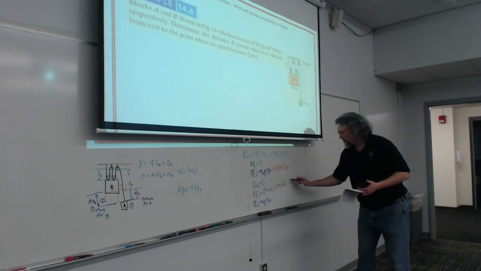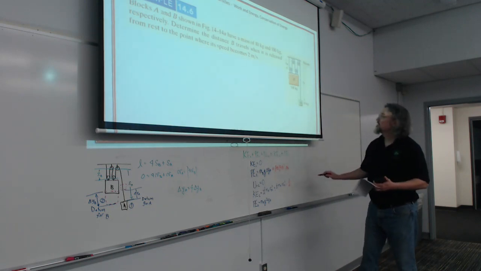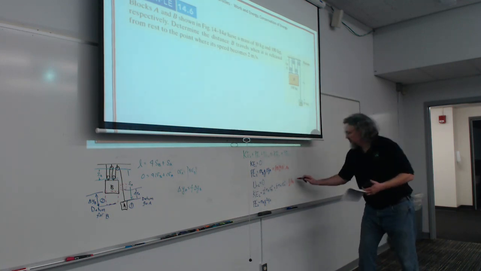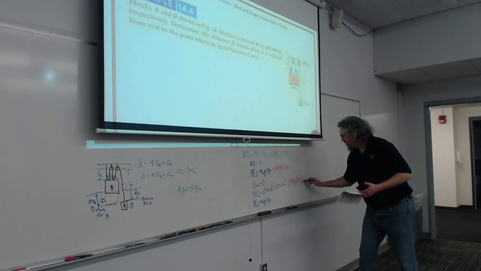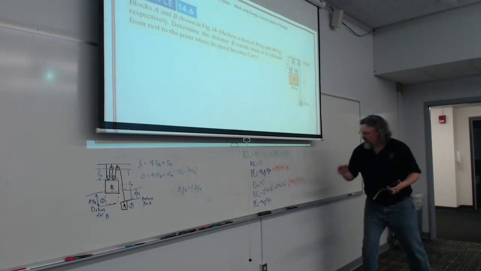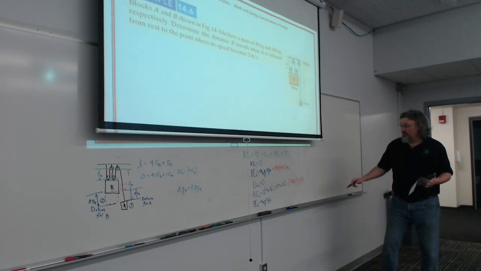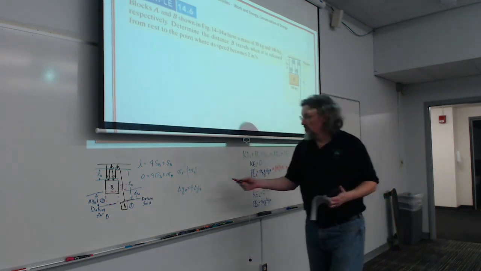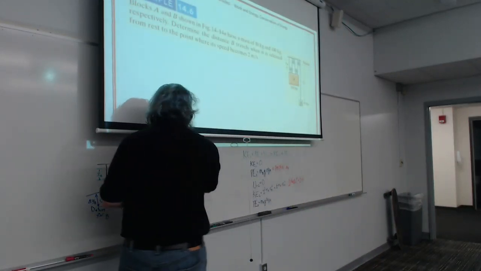This has 10 kilograms. Oh, sorry, I did B first. The speed they're saying is 2 meters per second. And now we also need A. It's 10. Now we need its speed. What is its speed when this thing is 2? This one's going to be 4 times the speed, right?